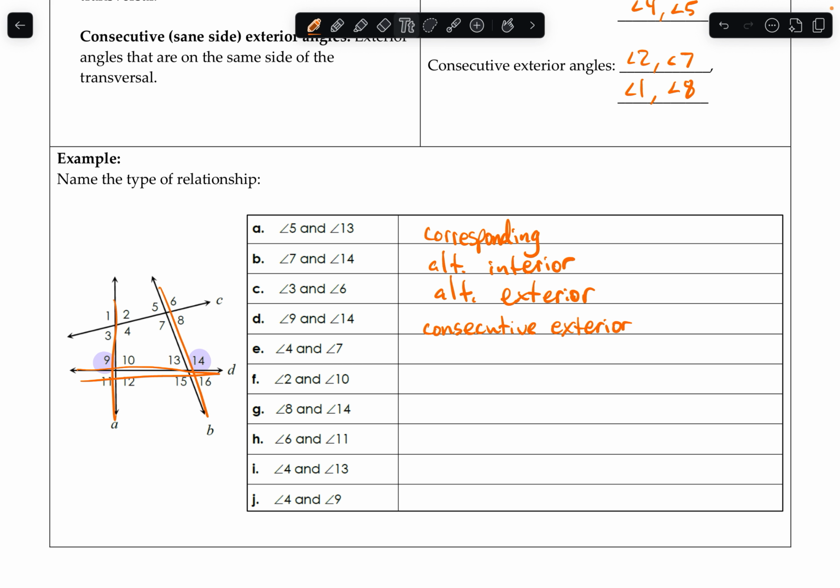4 and 7. Back to A and B being my lines and C being my transversal. Both of those are on the same side of C. They're interior between A and B, so that's going to be consecutive interior.